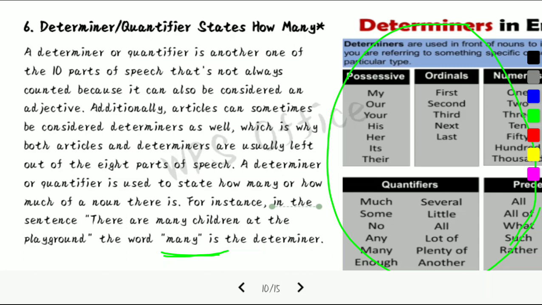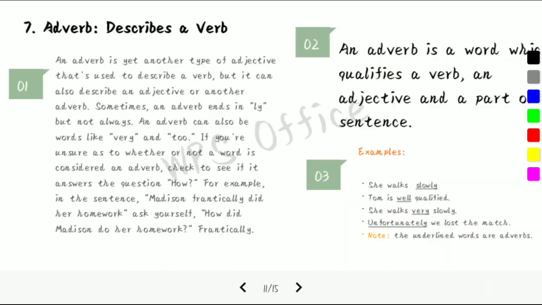So you can find their ordinals, numbers, quantifiers. These will be introduced in a different chapter, when we will be talking about determiners: these possessives, ordinals, quantifiers. So right now we have the seventh part. The seventh part is adverb.